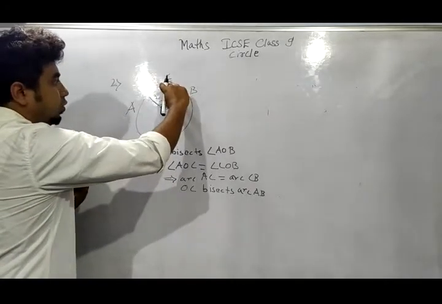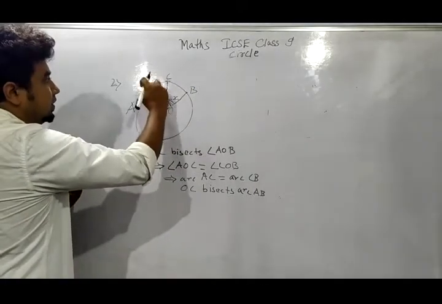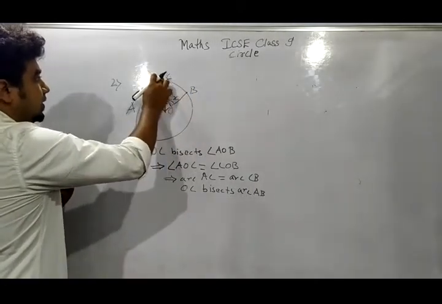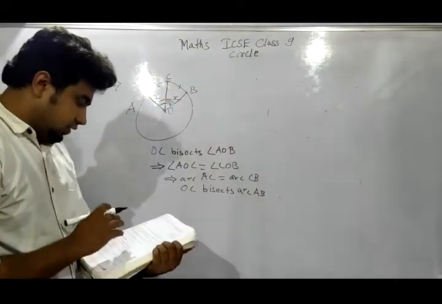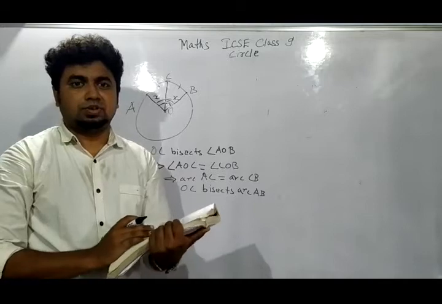That implies I can say that OC bisects this entire arc, meaning it is dividing it into two equal halves. This part and this arc are equal. So this is question number 2. Now we'll be moving to question number 4.